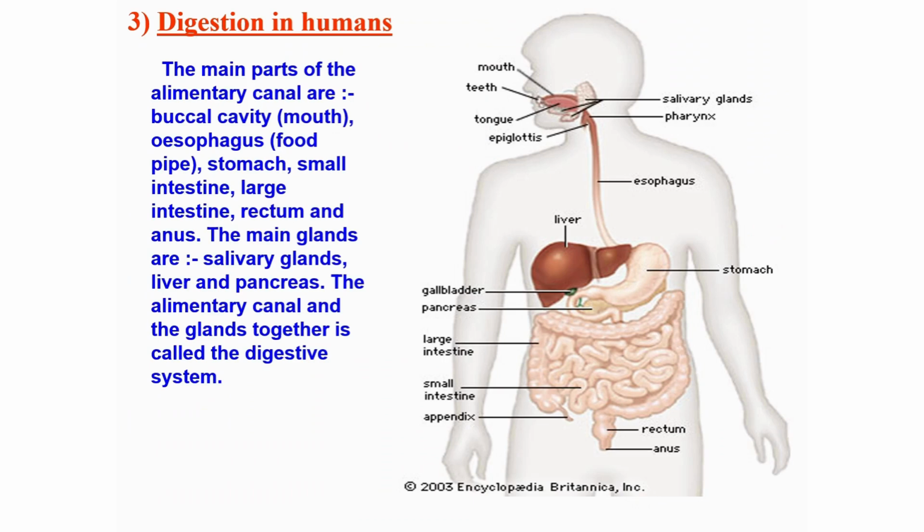Digestion in humans. The main parts of the alimentary canal are buccal cavity, that is mouth, esophagus, food pipe, stomach, small intestine, large intestine, rectum, and anus. The main glands are salivary glands, liver, and pancreas. The alimentary canal and the glands together are called the digestive system.